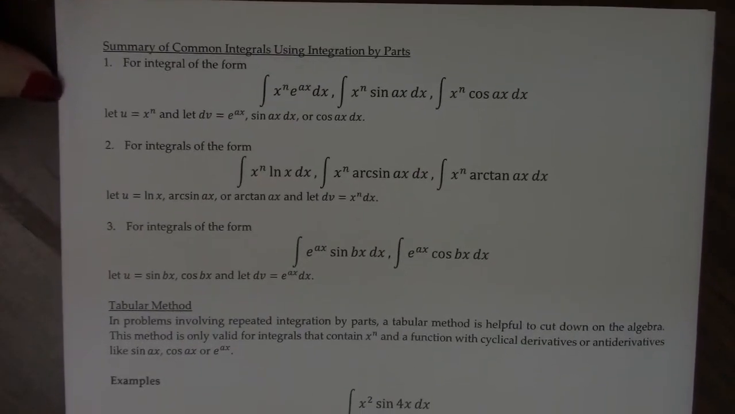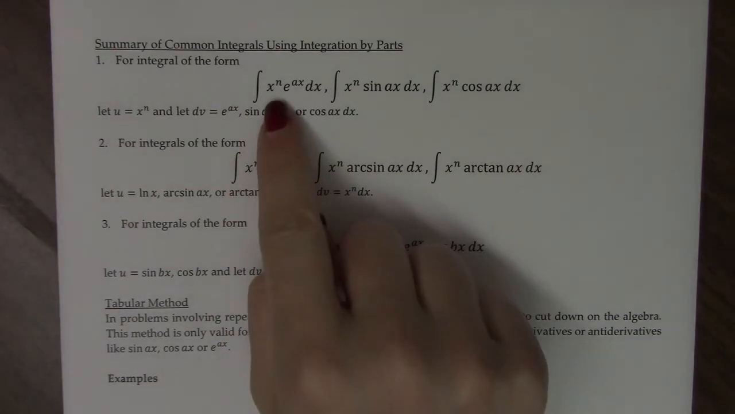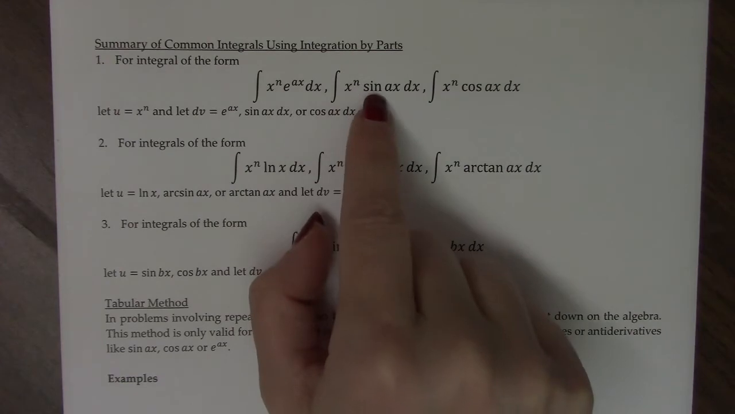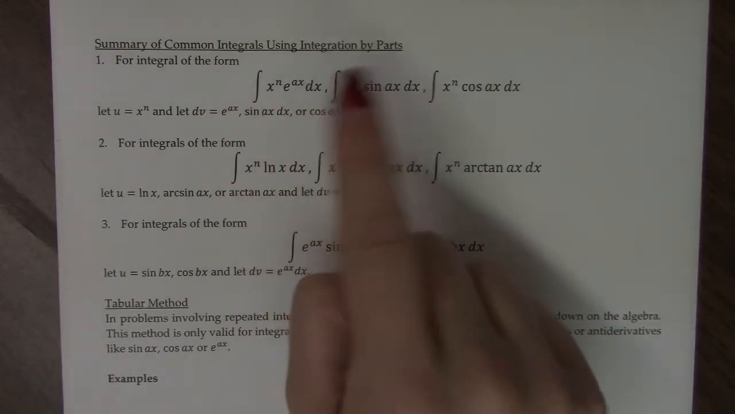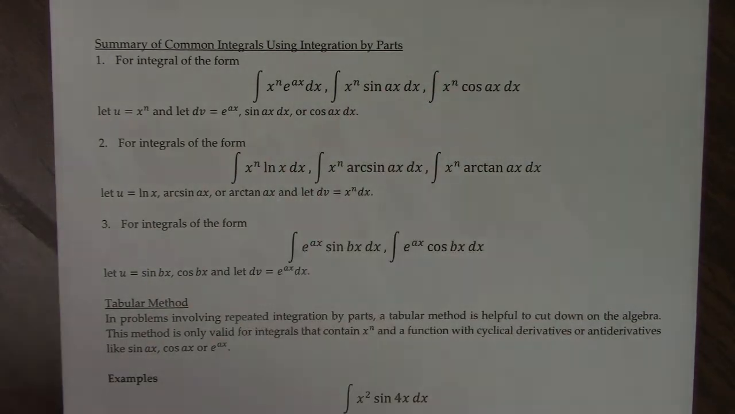So these are some really common integrals that you can see using integration by parts. So notice here that these all have an x to the n component, right? And they're paired with functions where the derivatives will kind of loop back around. So e to the x will always remain some form of e to the x. Sine and cosine will keep swapping places.